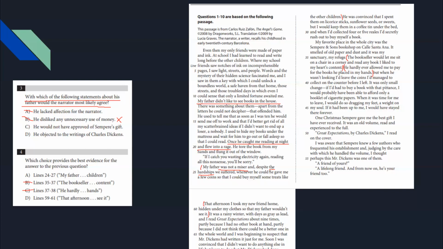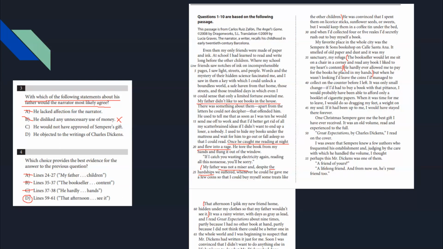This one, my father was not a miser, and despite the hardships we suffered, whenever he could give me a few coins so that I could buy myself some treats like the other children, it also doesn't connect to the question prompts. So it doesn't mean he would object to the writing of Charles Dickens, and he would not have approved the same praise gift. But the things saying he doesn't like books are above, so those don't matter. So this one, 24 to 27, wouldn't matter because it has no relevance. So you only have option choice D. So that's our answer. So let's see what D says.